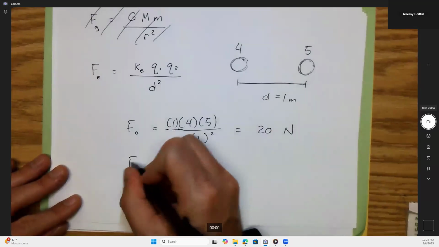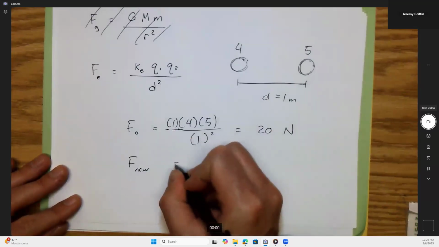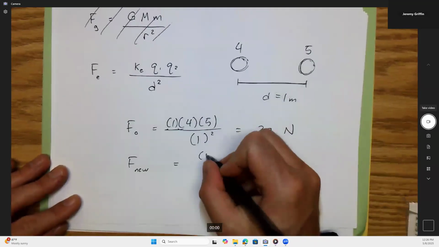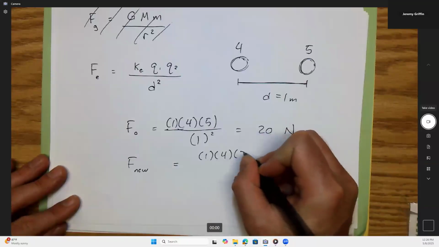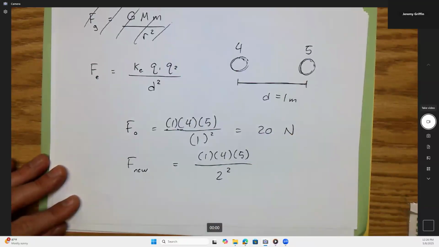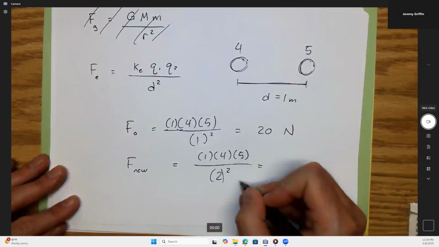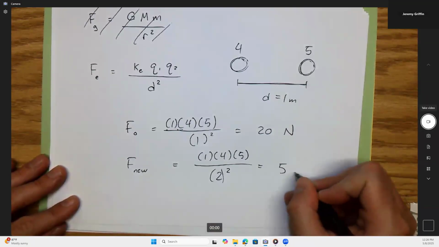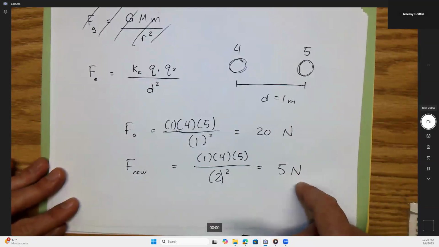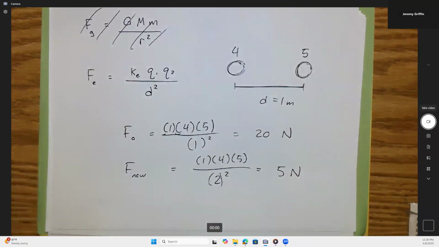Now, the new force could be, guys, if you very simply double this distance, everything in the numerator stays the same. So 4 times 5 is still 20. But guys, what's 2 squared? Is that 4? And what is 20 divided by 4? 5. Right, and let's call it newtons to make it a force. That was the exact answer. But more importantly, what I want you guys to get from this class is to be able to see the relationships within these equations.